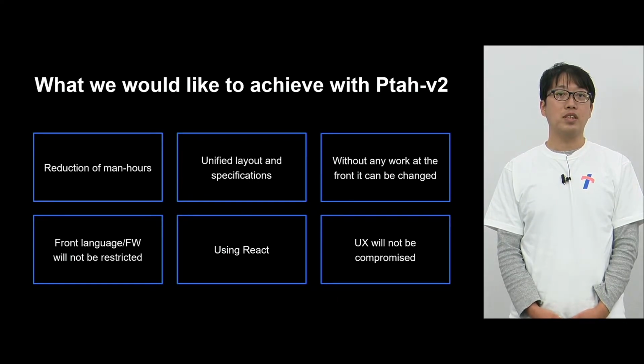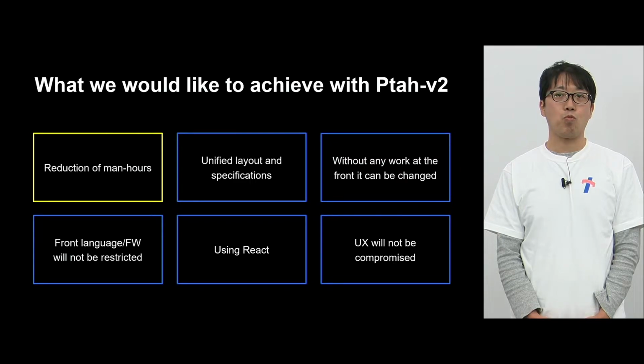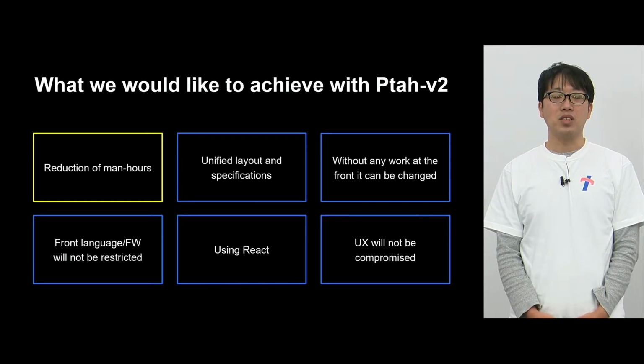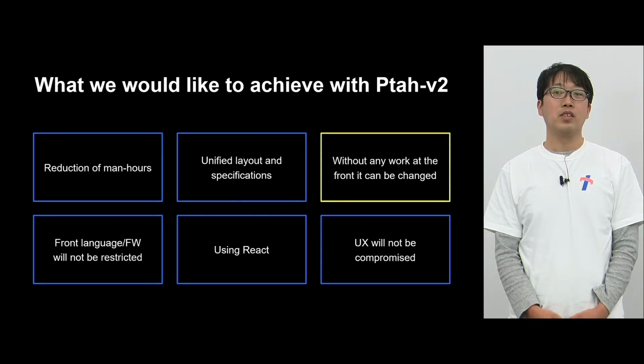In order to create PTA v2, these are the things that we wanted to enable. First, reducing man-hour. The goal here is to reduce the cost of coordination and multiple development, which are the biggest advantage of the common distribution. Next, unified layout and specifications. We want to eliminate misalignment or implementation errors.